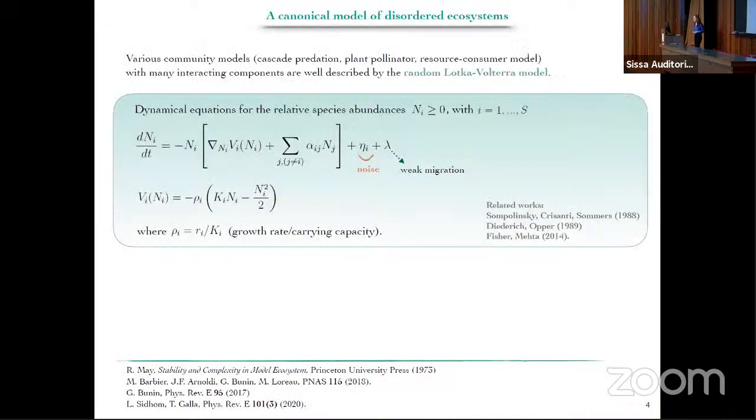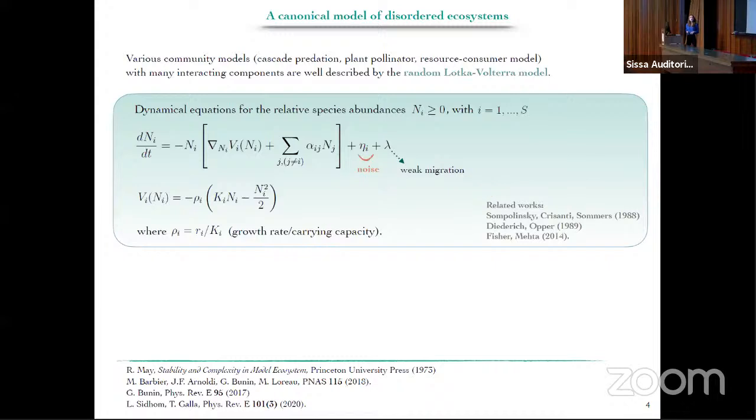Anyway, today I would like to touch upon another canonical model for disordered ecosystems, that is the Lotka-Volterra model with random interactions. This model has recently been acknowledged to be a good reference model for capturing many different features of various community models, including notably cascade predation, plant pollinators, and resource consumer models, so the MacArthur model that I mentioned just a few seconds ago, by essentially tuning four control parameters.